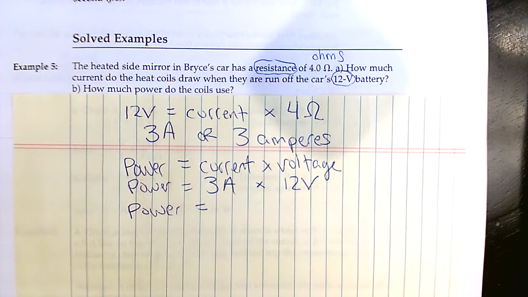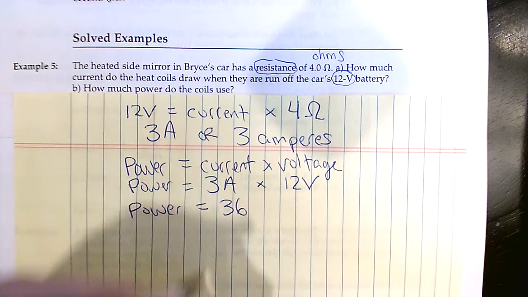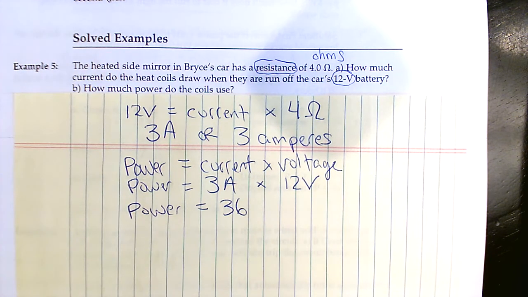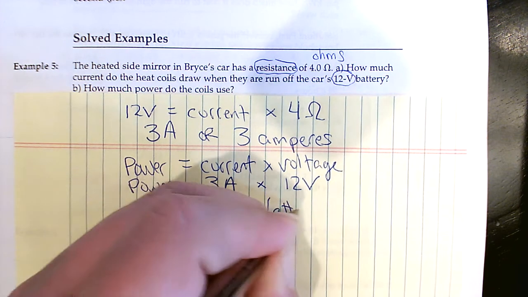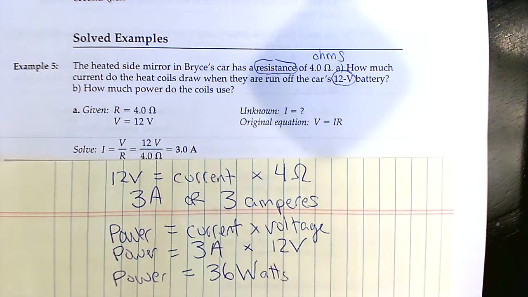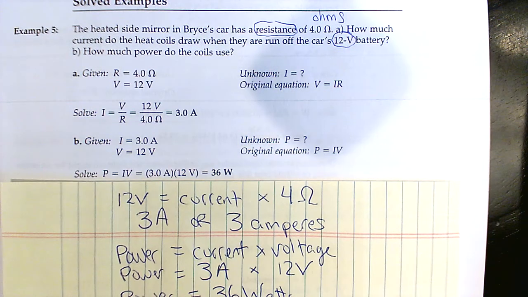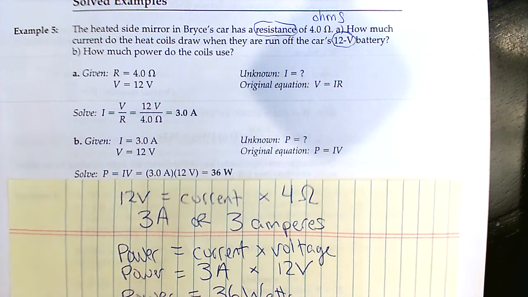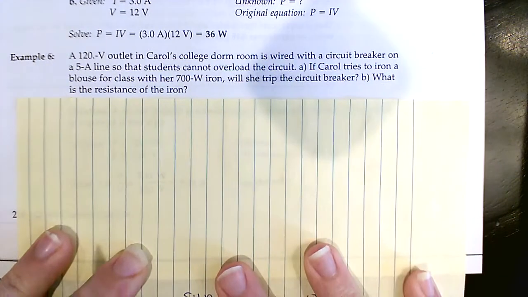So power is 12 times 3, which is 36, and we have to think about what kind of unit we always put on power. Power is watts. Okay, so let's see if we agree with what the book came up with. They got 3 amperes, and they got 36 watts. Oh good, we did it right. Alright, let's try example 6.